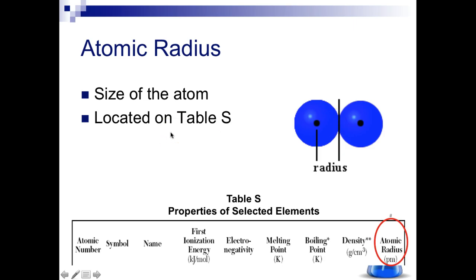For you, and for this class in particular, all you need to know is that the atomic radius is basically the size of the atom. These values are in your reference packet. They are located in Table S. Here is a little snapshot of what the top of Table S looks like. And the atomic radius is listed all the way on the right-hand side in picometers. That's what pm stands for. So these values are going to be really, really small.